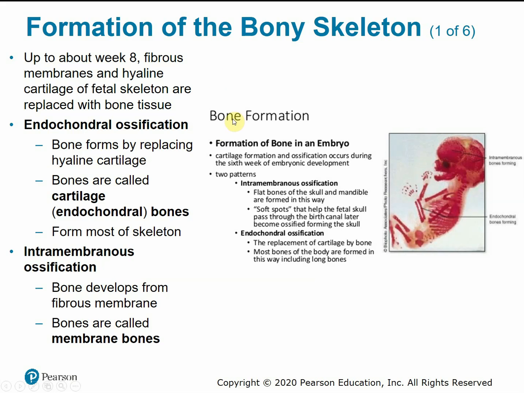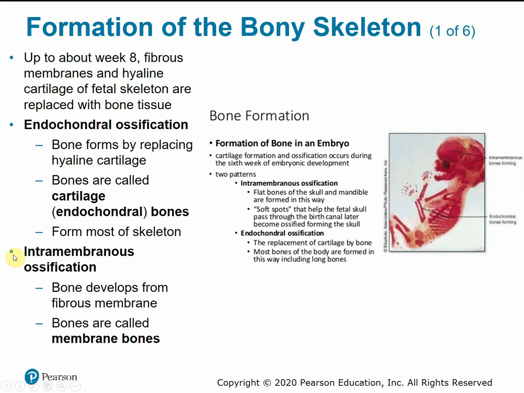So bones can develop in one of two ways, depending on what type of bone we're trying to make. So most bones in the skeleton, with the exception of like the skull bones and some flat bones in the body, will be formed by endochondral ossification. So this involves bone tissue replacing hyaline cartilage tissue in that kind of template skeleton. So endo meaning inside and chondro meaning cartilage. So bone tissue is going to form from inside of cartilage.